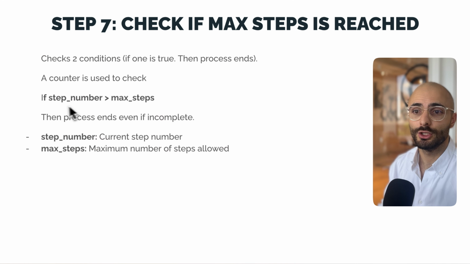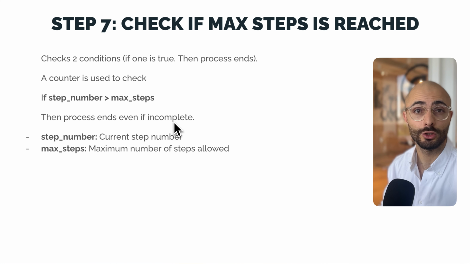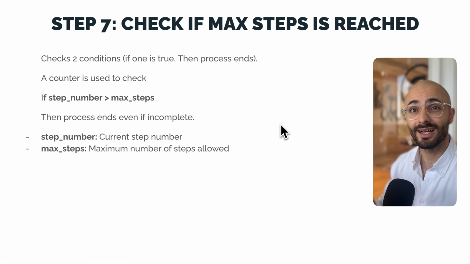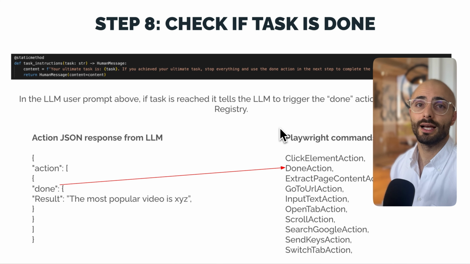So basically, this is how the check is done. If the current step number is greater than the maximum amount of steps, then it proceeds to end, even if the task is not completed yet. This isn't handled by the LLM. This is actually handled programmatically. It counts the number of steps as they get executed. The decision that's made by the LLM, though, is when the task is actually completed.